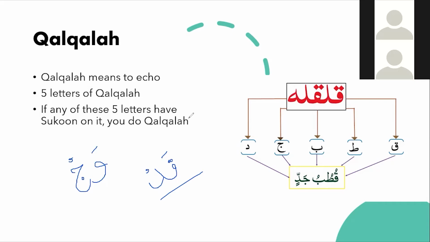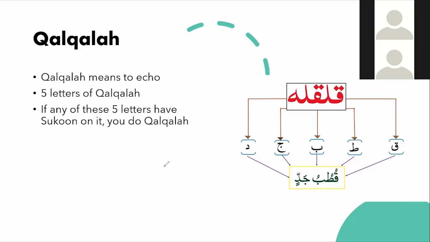So qalqala basically means to echo. Every time these 5 letters have a sukoon on them, you're going to recite them with the echo sound. Does this make sense for everybody, or do you want me to elaborate a bit more on it? I'll be honest, that sounds a bit confusing. I don't hear the difference.